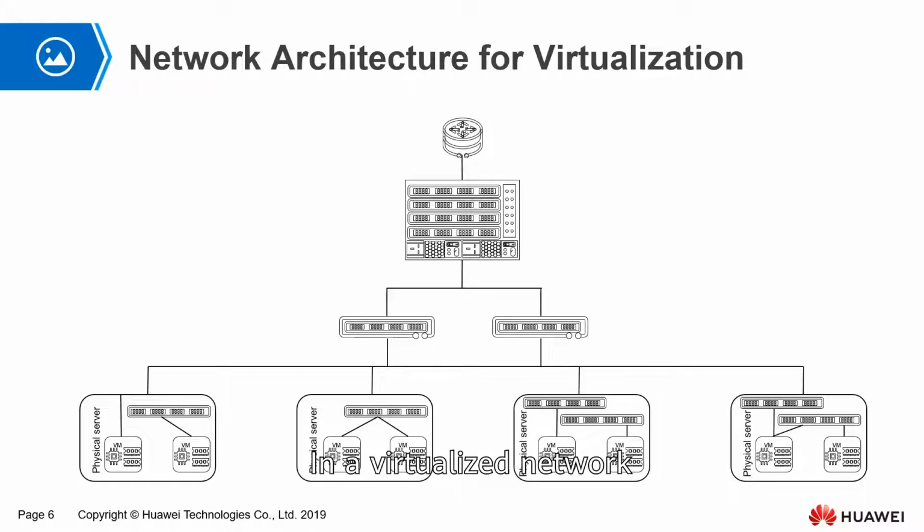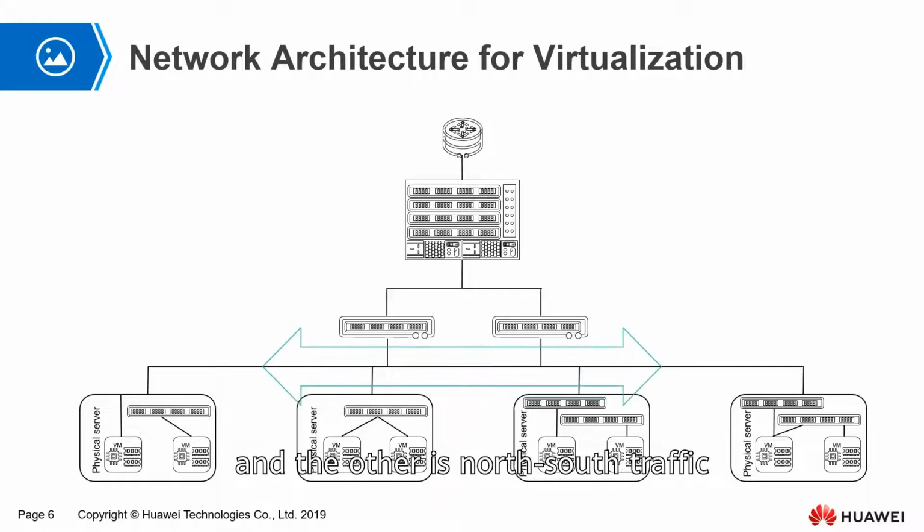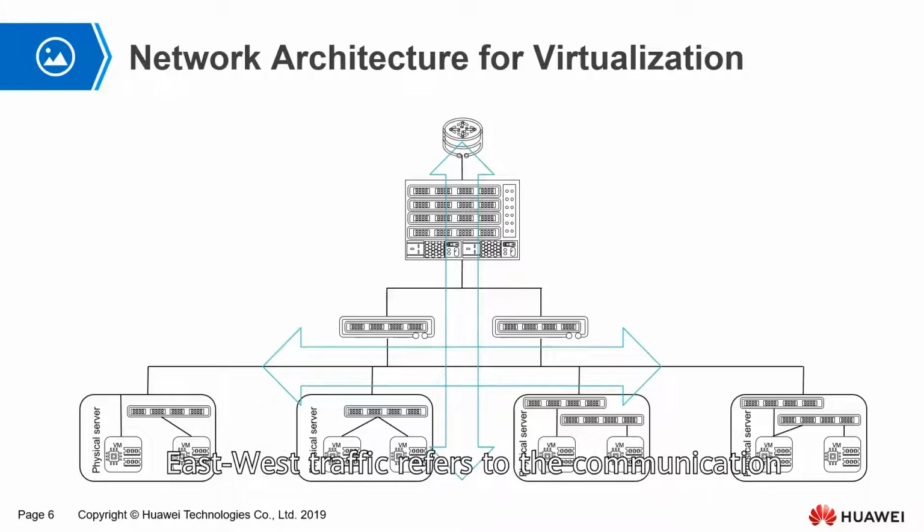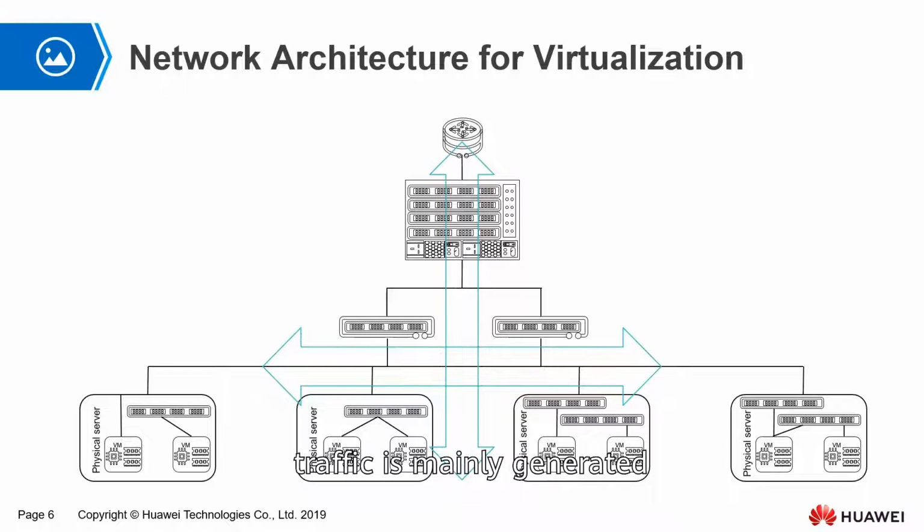In a virtualized network, we divide all traffic into two types. One is east-west traffic, and the other is north-south traffic. East-west traffic refers to the communication inside the data center, such as the communication between virtual machines, and virtual machine migration. All of the above are east-west traffic. The north-south traffic is mainly generated when the data center interacts with the outside of the data center.